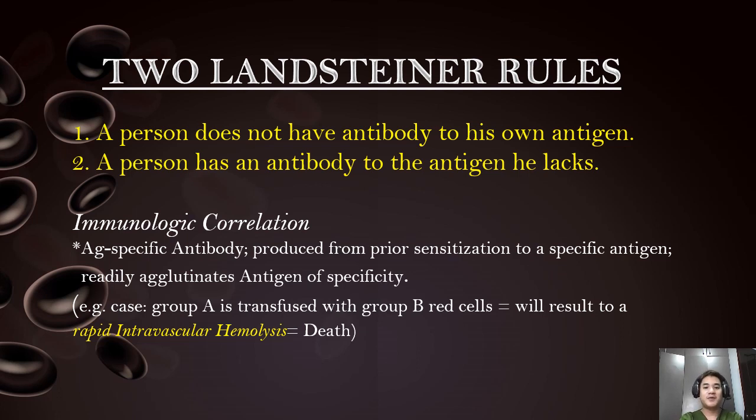However, a person with an antibody to his own antigens does not actually exist much in the blood bank. But one best example is when a group A person is mistakenly transfused with group B cells. Since they are recognized as non-self, the antigen specificity of anti-B, it will instantly cause rapid intravascular hemolysis of the donor cells, which will eventually lead to death of the recipient.